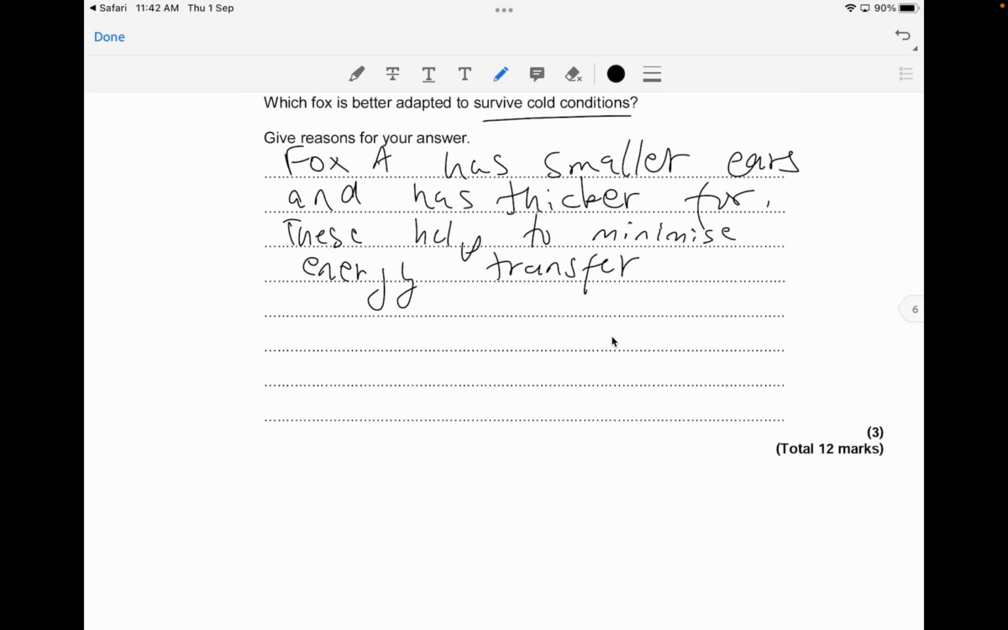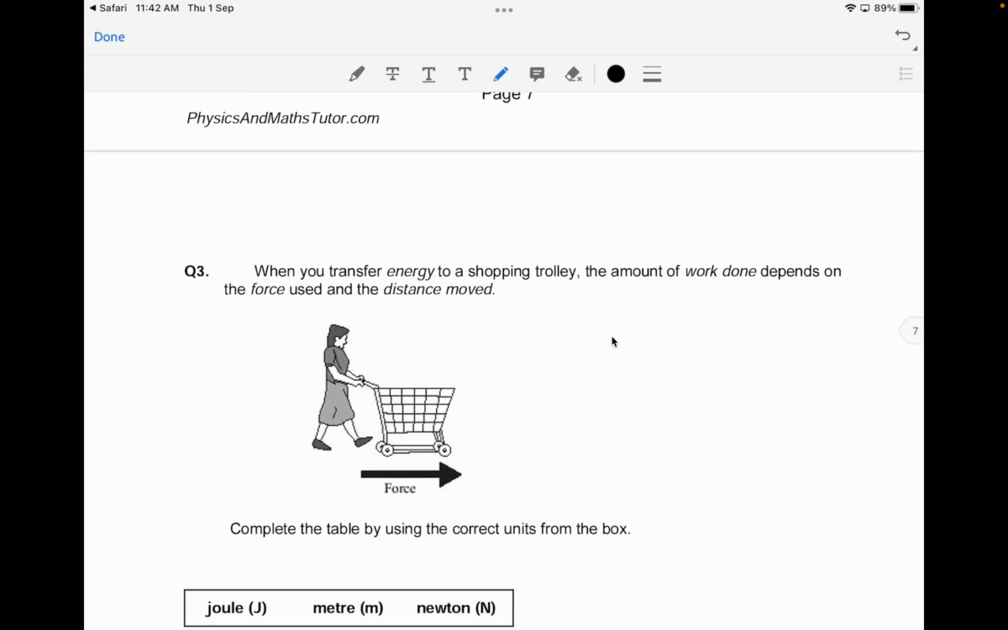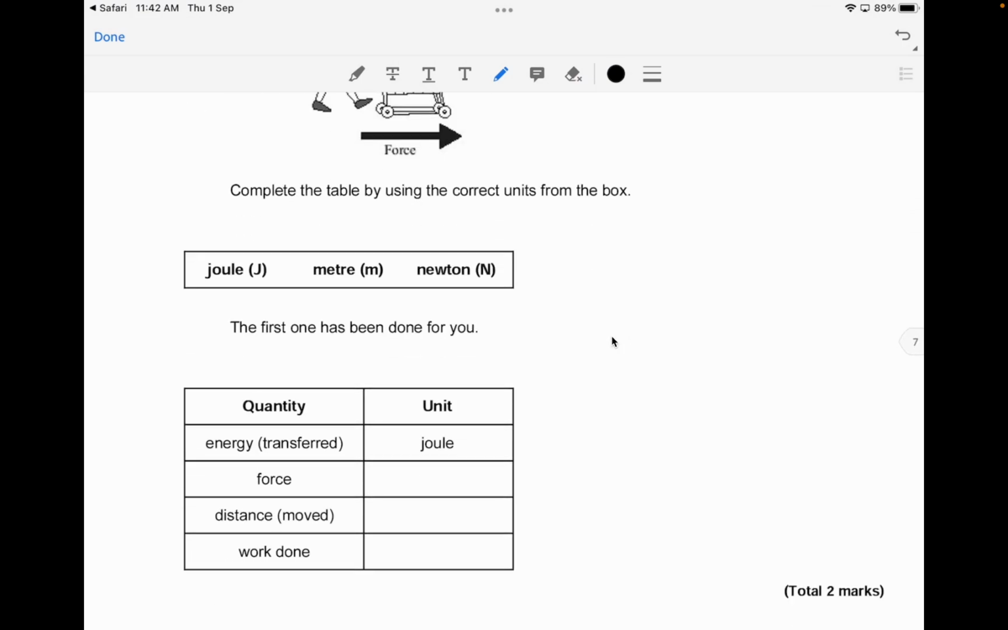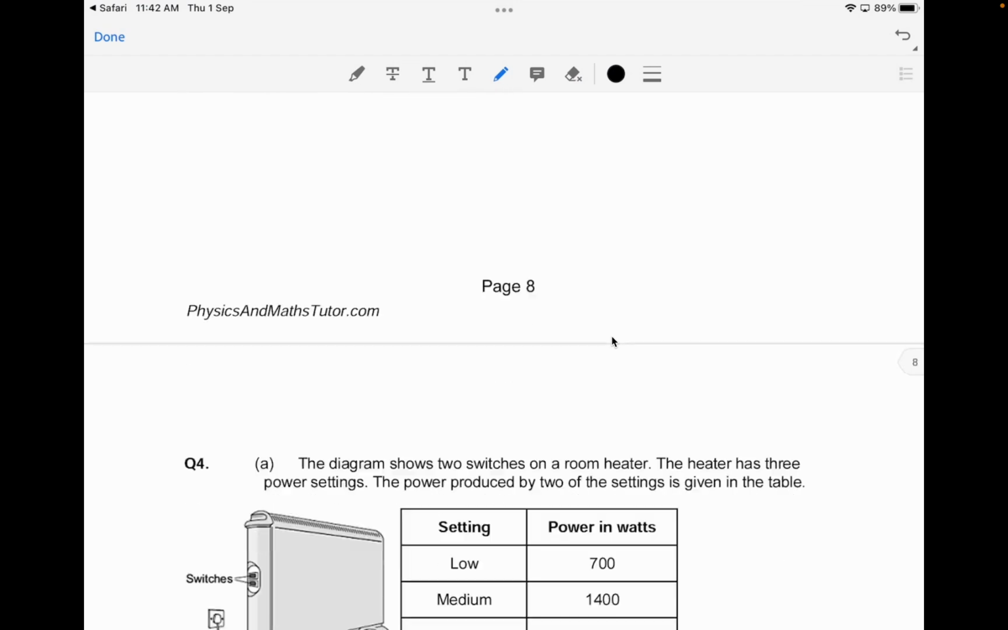So let's move on to the next question. Now, the next question is that when you transfer energy to a shopping trolley, the amount of work done depends on the force and the distance moved. First one's been done for you. You know that force is measured in newtons. You know distance is measured in meters. And you know that work done is measured in joules. That's going to be the answer for about 2 marks. It's going to be newton, meter, and joules. All right, let's move on to the next question.